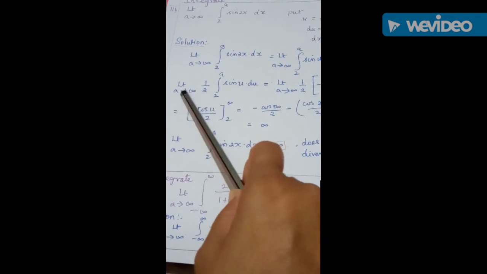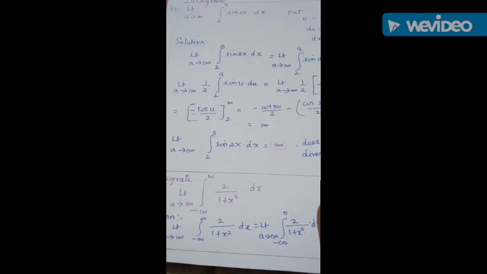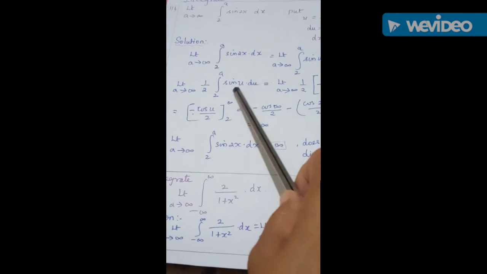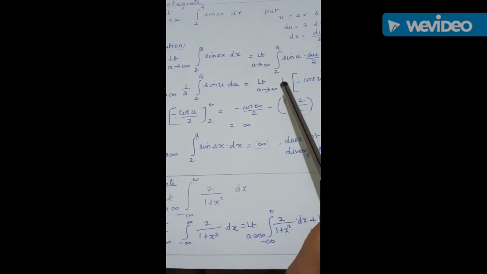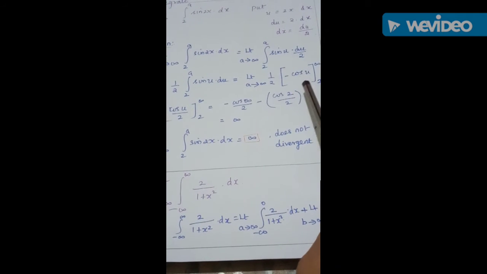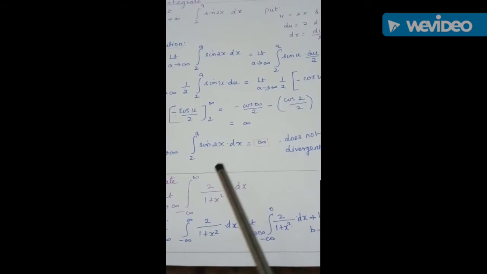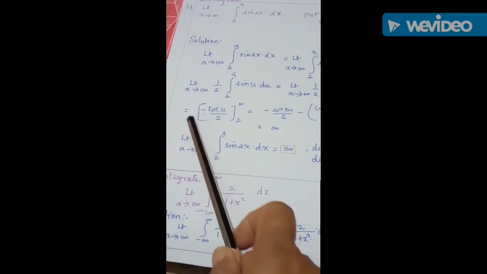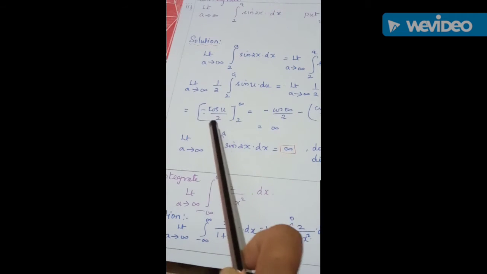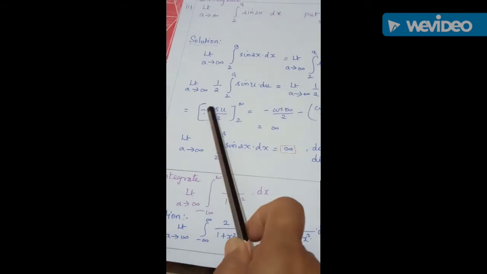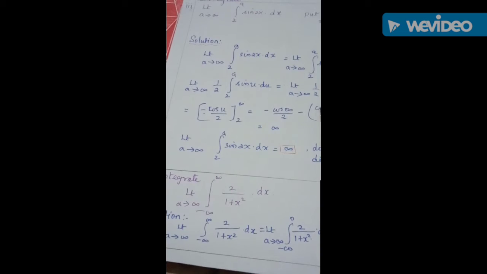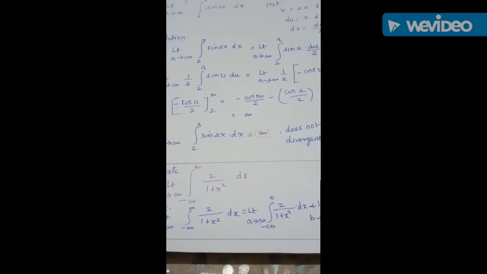Then this 1 by 2 can be taken outside: half times the integral of 2 to a sin u du, equals limit a tends to infinity of half times the integration of sin u du, which is minus cos u, with limits 2 to infinity. Taking the half inside, we have minus cos u by 2, with upper and lower limits infinity and 2. Then minus cos infinity by 2 minus cos 2 by 2, which is infinity minus 0, that is infinity.